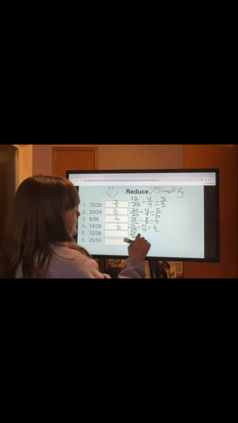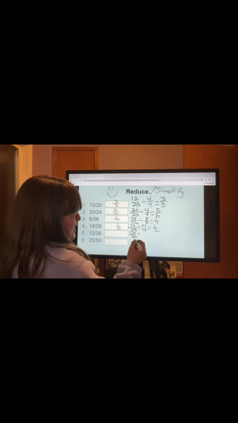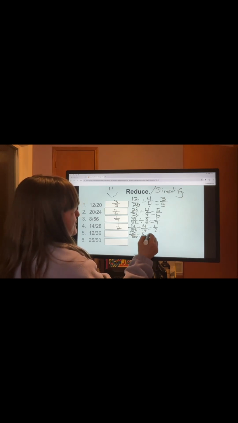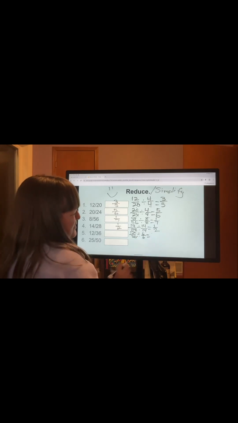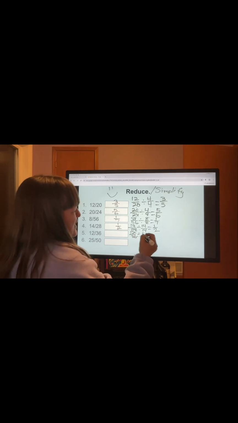Then you have 12 over 36. Oh, I know for sure that they're both even numbers. I know that 4 goes into them as well. And then 6. Let's try 6. I'm sorry, I almost had to do a double step. It should have been 12, but let's just do the double step. 6 goes into 12 2 times. 6 goes into 36 6 times.